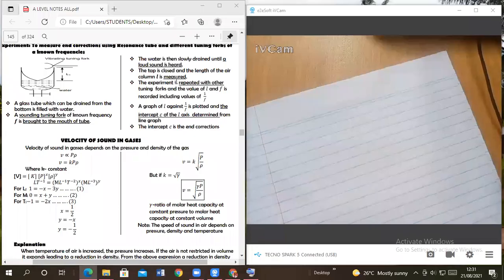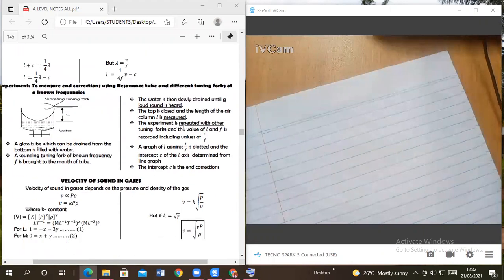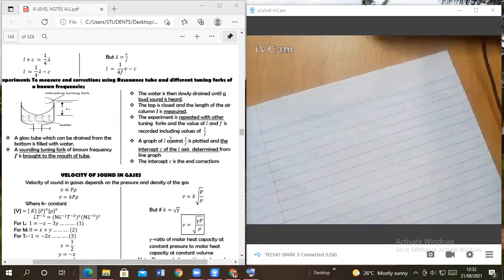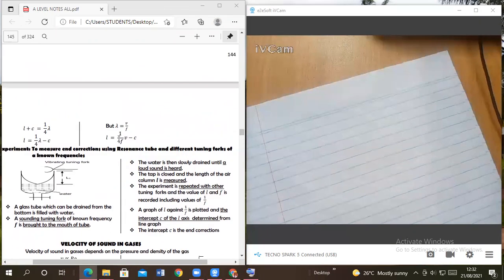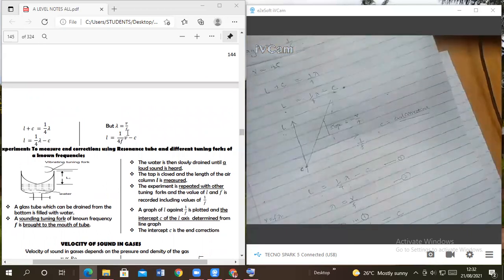Yes, the experiment is repeated with other tuning forks, and the values of L and F are recorded, including different values of 1 over F. So now, Rebecca, you have seen that it is the same procedure, isn't it? The same procedure. Yes. So at the end here, as you conclude, this experiment requires you to derive and write this. Derive what I've just done for you here.